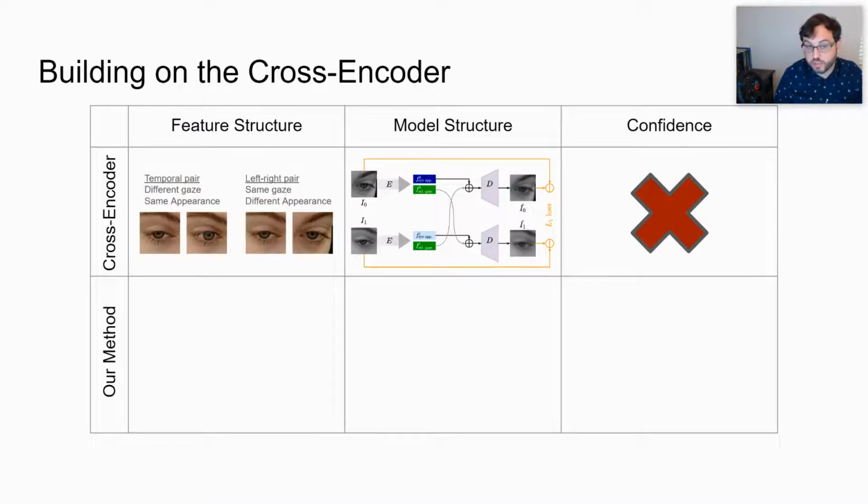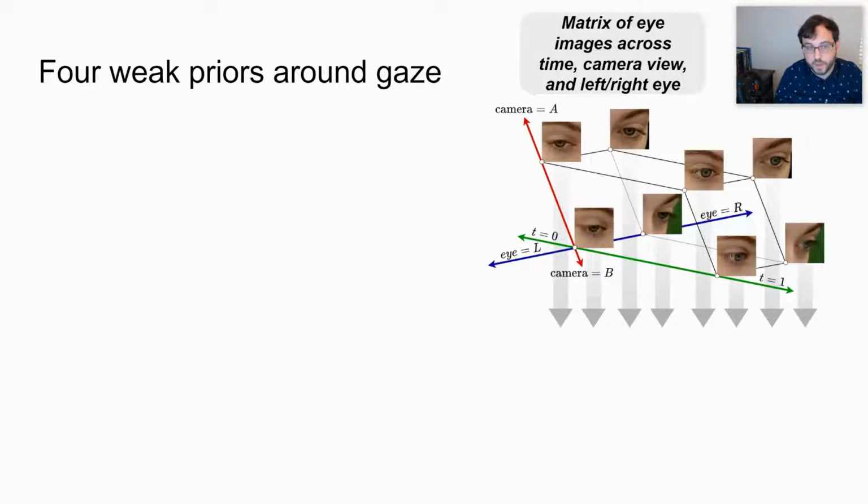Our new approach builds on the cross-encoder in three main ways. I'll first explain how it uses an improved multi-view feature structure, which allows for the head motion and subject characteristics to be separately disentangled. We use four weak assumptions about gaze to reconstruct our representation space.